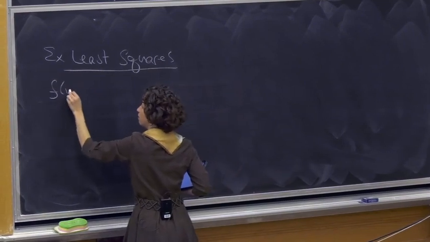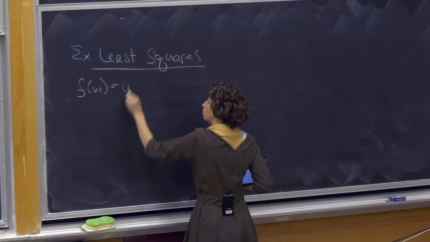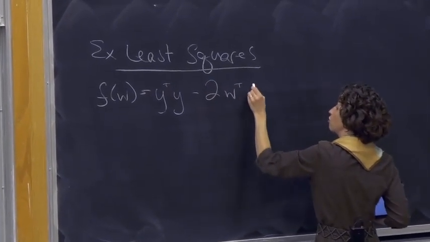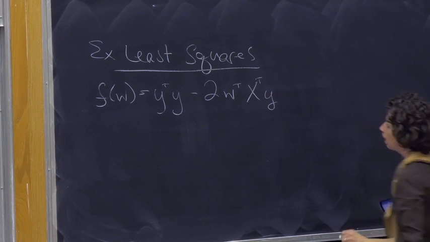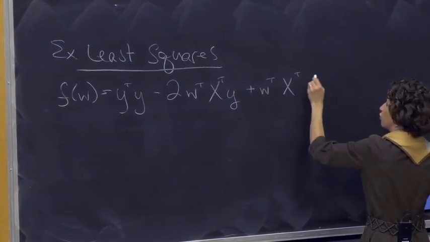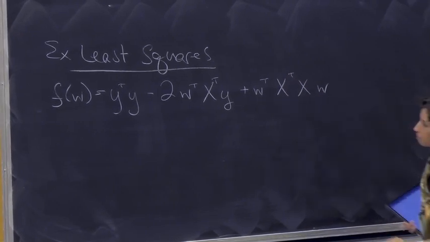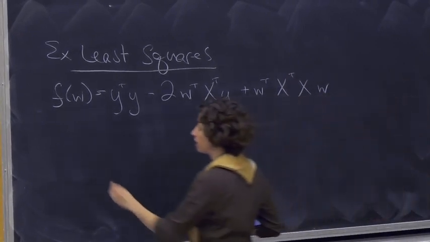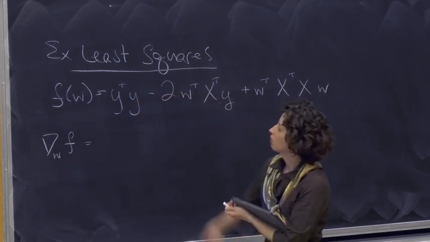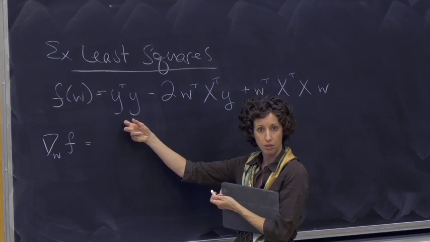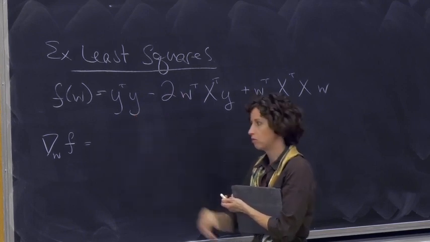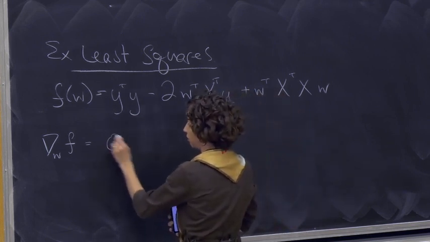So now f of w is equal to y transpose y minus 2 w transpose x transpose y plus w transpose x transpose x w. And now what we want to know is what's the gradient of this. So let's do it one term at a time. For the first term, y doesn't depend on w at all. So the gradient of that with respect to w is just 0.